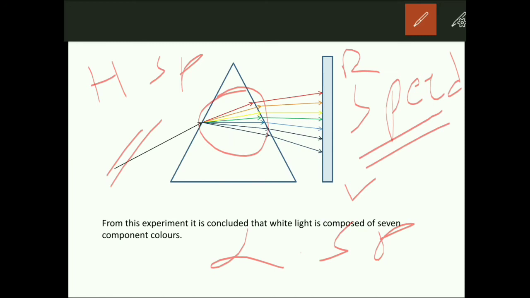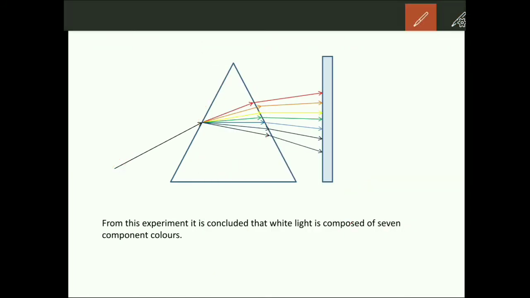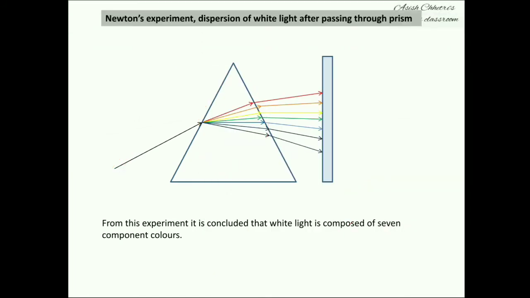Now if the question comes, what is the reason for the dispersion of white light? The answer should be because of the different speeds of the different components of light. Okay, now let us move to the next topic.